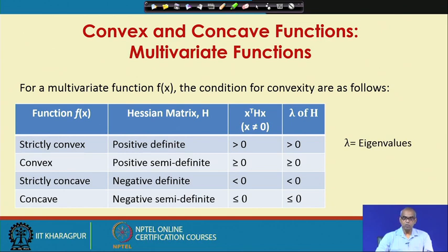We can also determine these positive definite or positive semi definite properties by looking at the eigenvalues of the Hessian matrix. For a positive definite Hessian matrix, all the eigenvalues are greater than 0. For positive semi definite, eigenvalues are greater or equal to 0. For negative definite, all eigenvalues are less than 0. For negative semi definite, all eigenvalues are less or equal to 0.